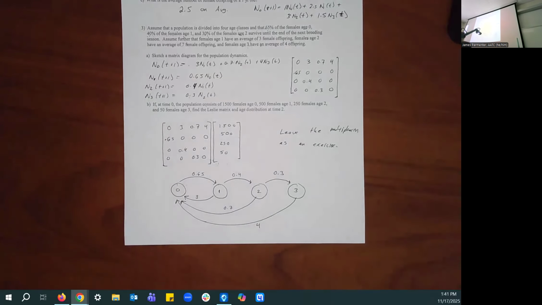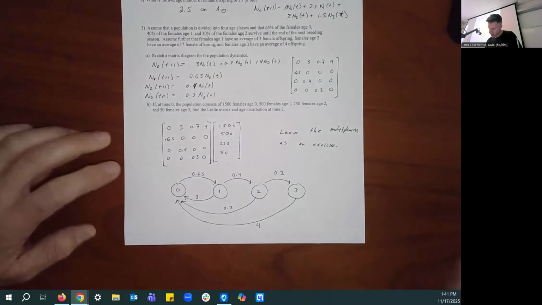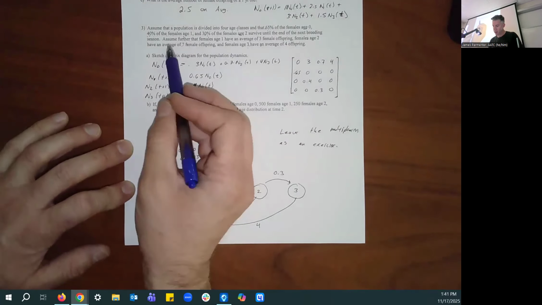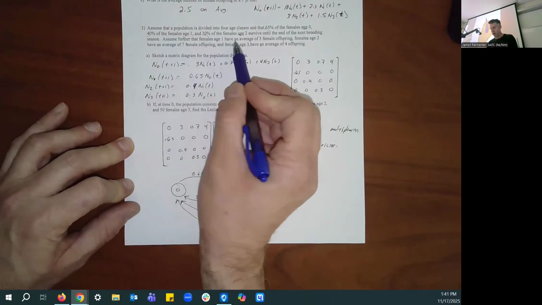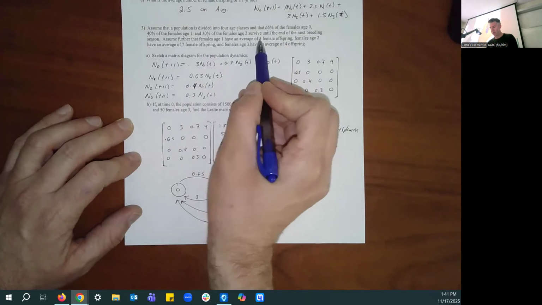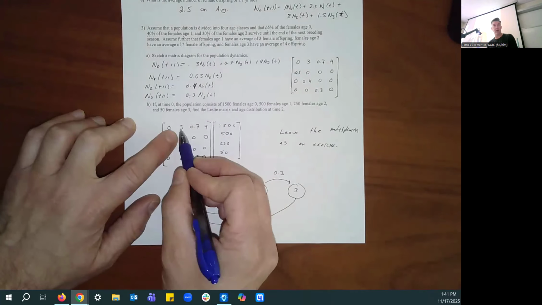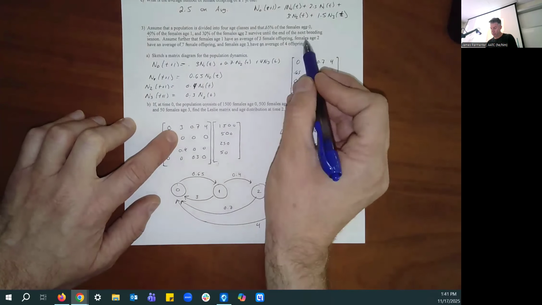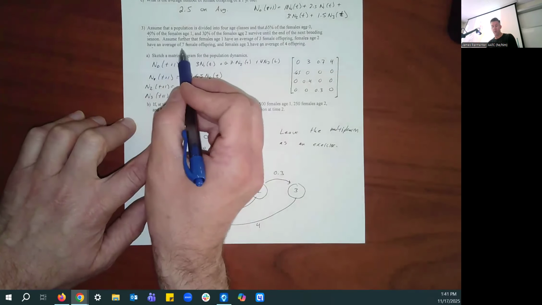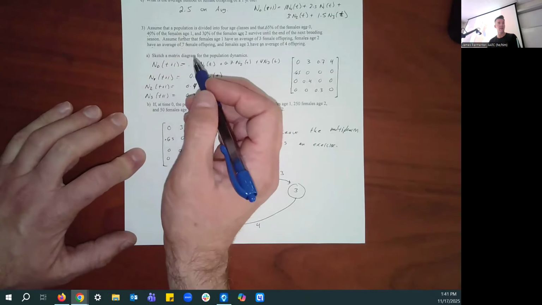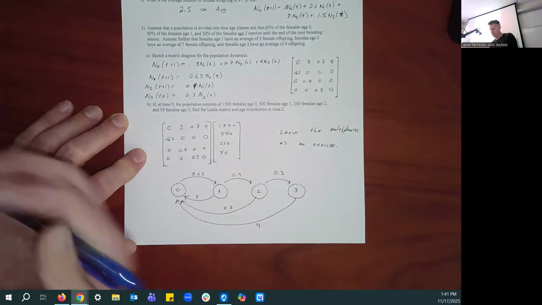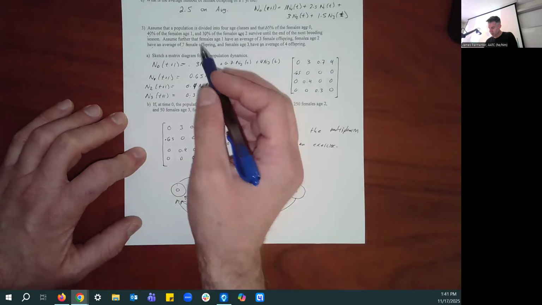Sure. Let me pass this around while it's on my head. So 0.7, good question. Where did the 0.7 come from? Maybe I made a mistake. No, okay, yeah. So it came from the last sentence here. Assume that females age 1 have an average of three female offspring. So that's where this 3 is coming from right here. And then assume that females age 2 have an average of 0.7 female offspring. I think that's a 0.7. There appears to be a dot there. So it's not 7, it is 0.7. So that's where that's coming from.